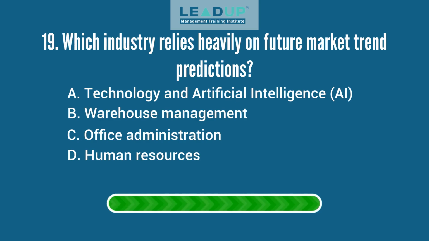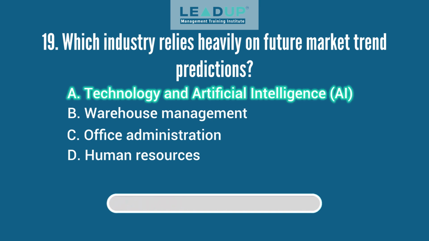Question 19. Which industry relies heavily on future market trend predictions? A. Technology and artificial intelligence, AI. B. Warehouse management. C. Office administration. And D. Human resources. Answer: Technology and artificial intelligence, AI.